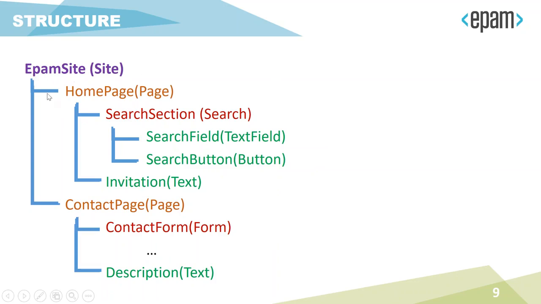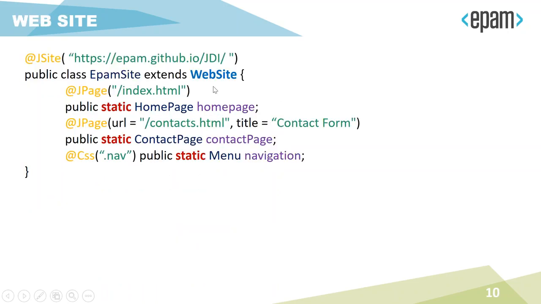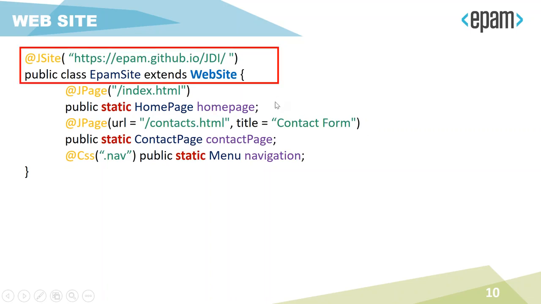We have a root site class. We have a list of pages on this site, like branches, and sections on it. And as the leaves, we have the UI elements. In the code, it looks like this. We have a site class and a list of pages. You can notice that all meta info related to site and page are in the UI object, not in the code, like in the standard Selenium approach.